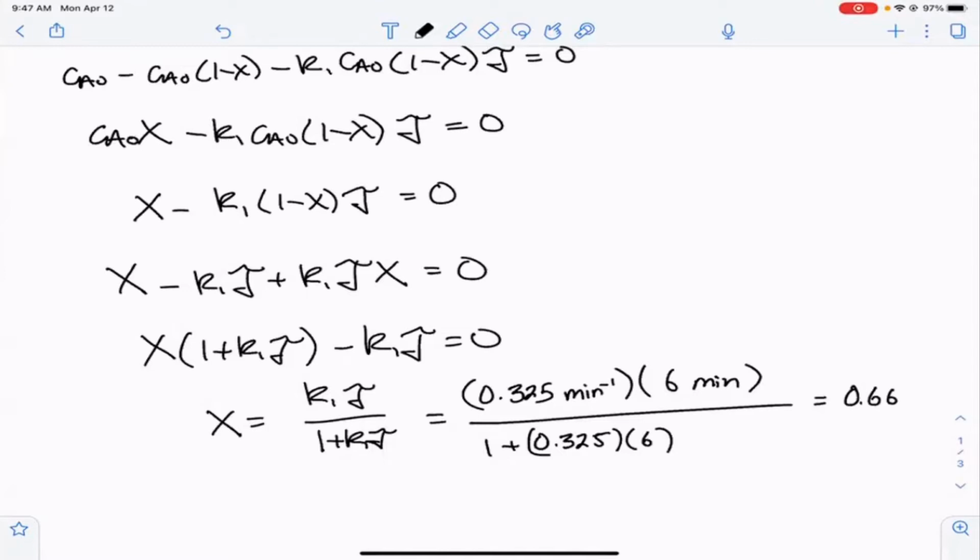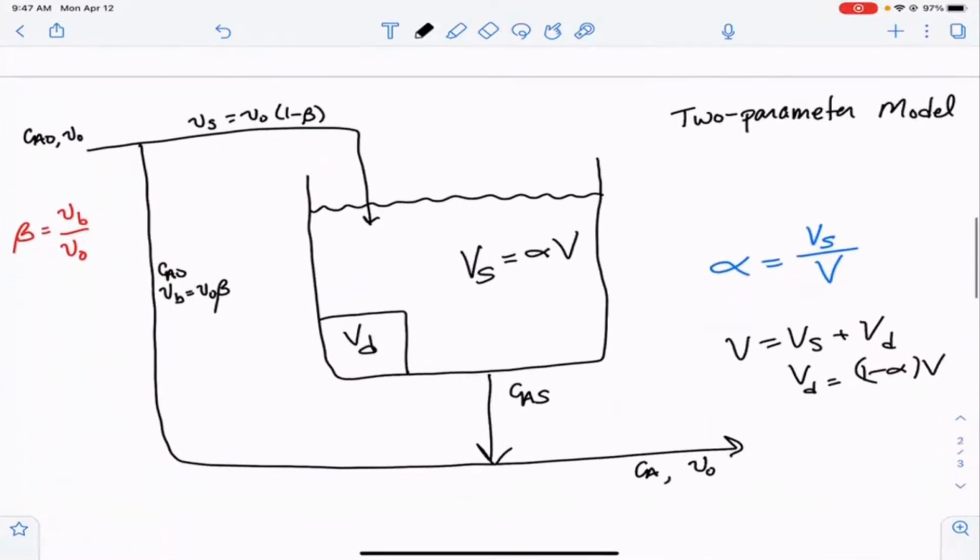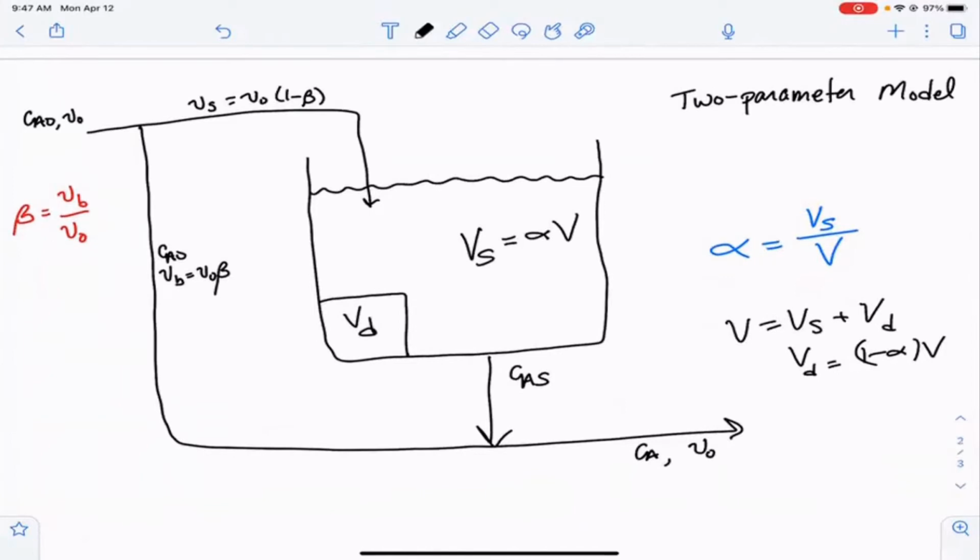So now let's consider the case where we have short circuiting and dead volume. We actually started to look at this in our last lecture, and what a 2-parameter model to describe that system might look like. If you remember, we have this initial flow rate in at our initial concentration, and we split the flow. We define this term beta, which is the portion of the volumetric flow rate that bypasses the reactor. We called this VB, and that was equal to V naught times beta.